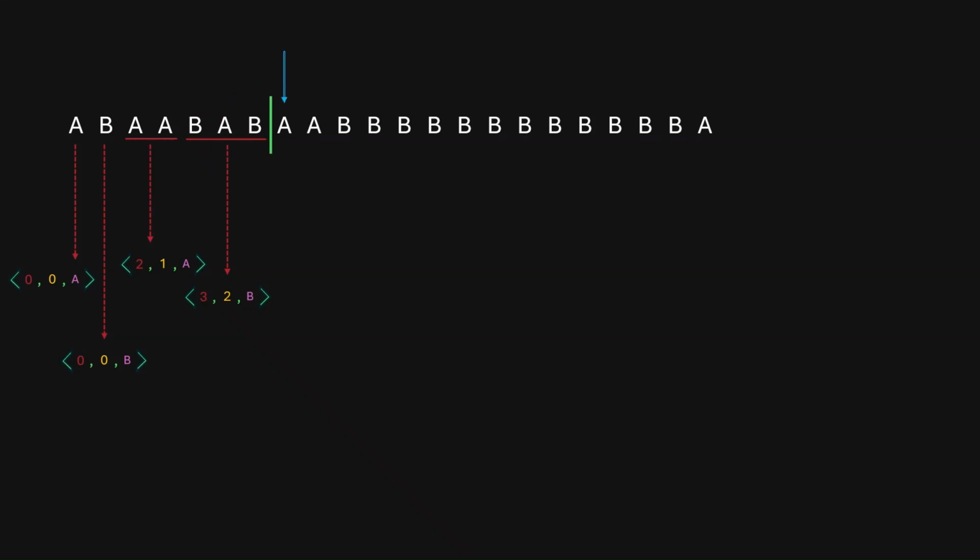Now searching for A, found a match, 2 steps back. Searching for the sequence AA, found a match, 5 steps back. Searching for the sequence AAB, found a match. Searching for the sequence AABB, didn't find a match. The literal next character is B. The cursor jumps 4 spots forward.